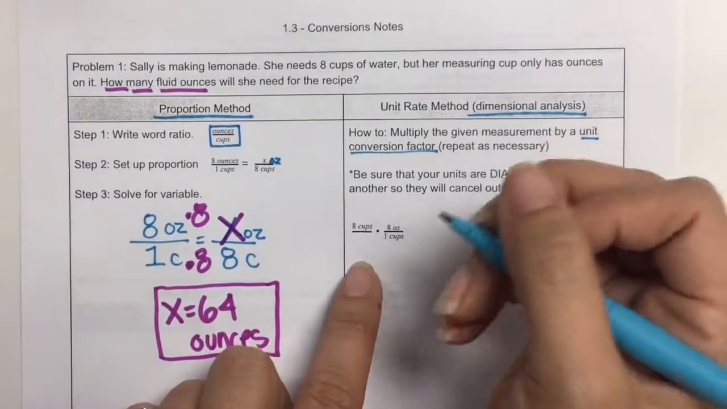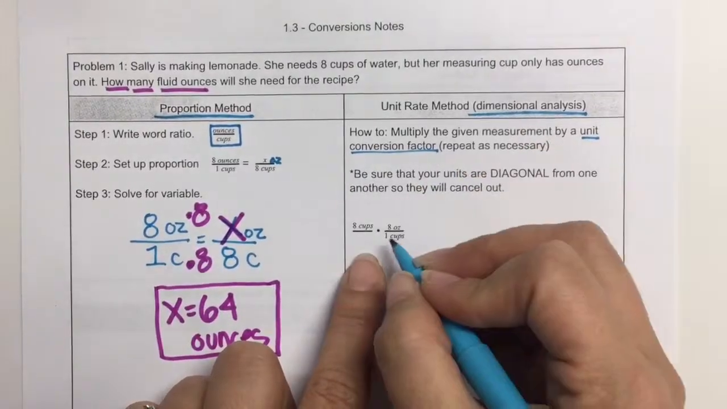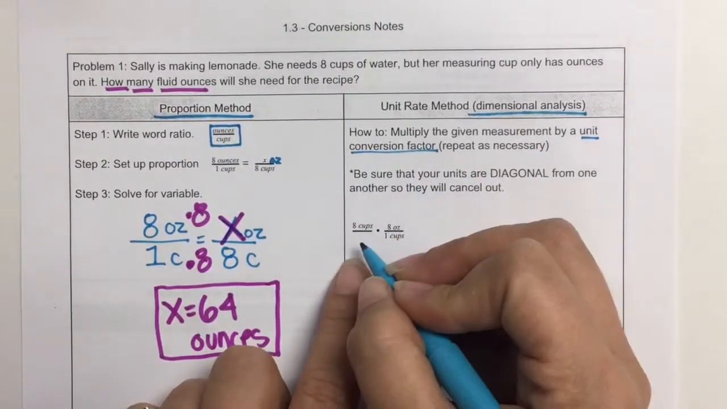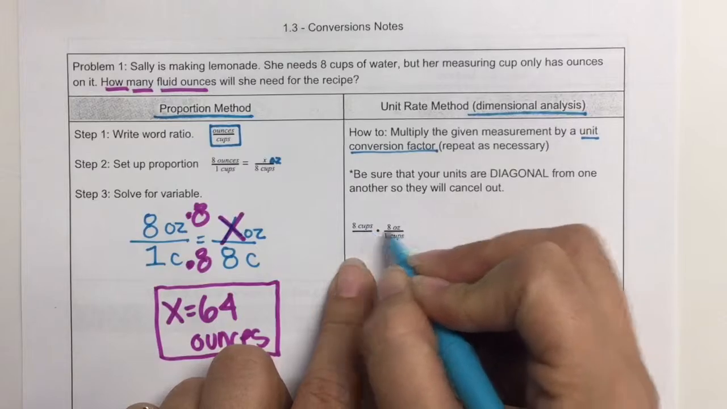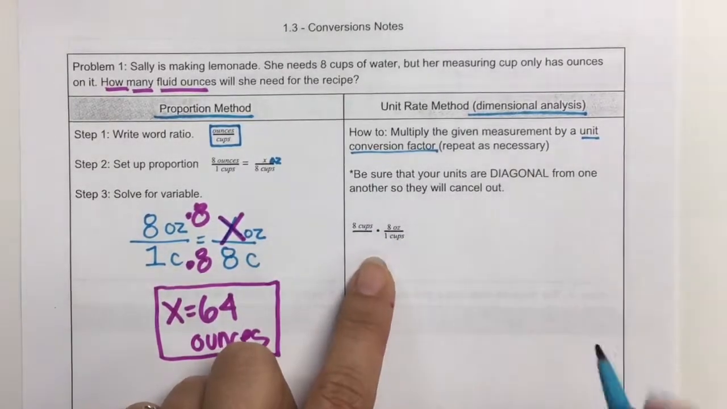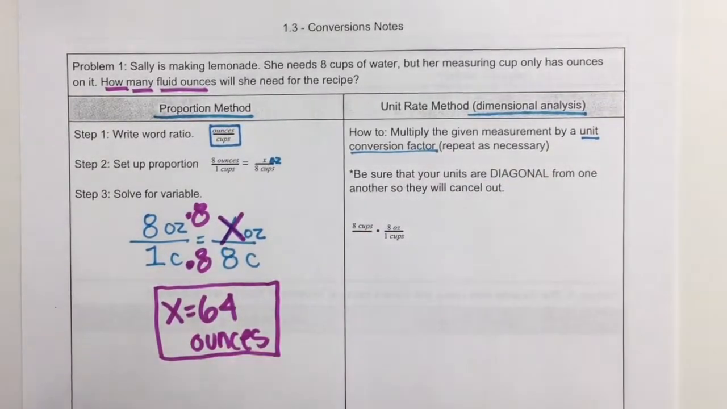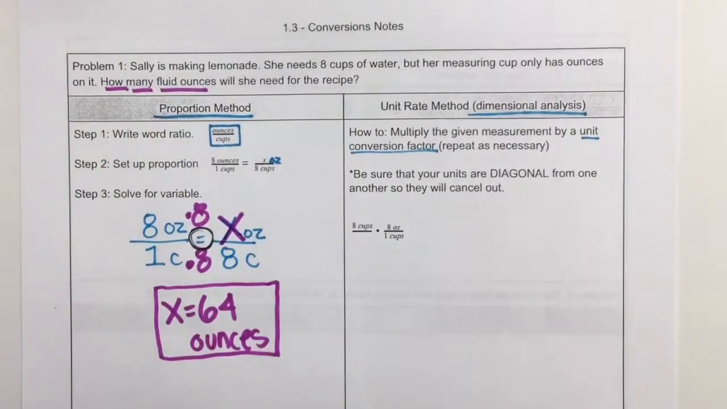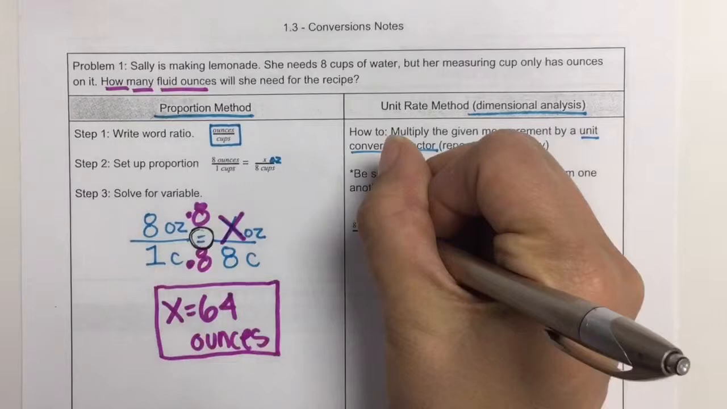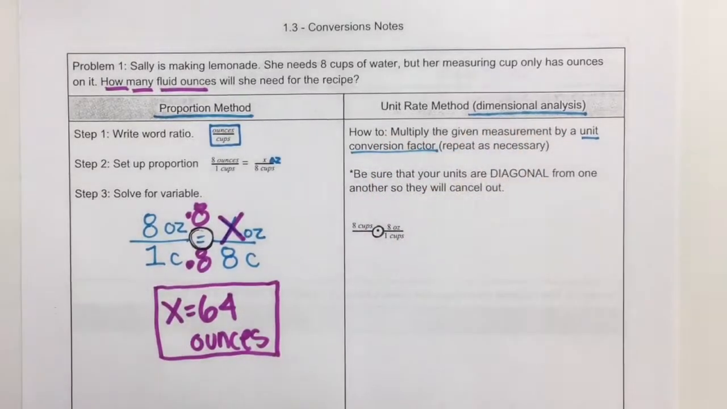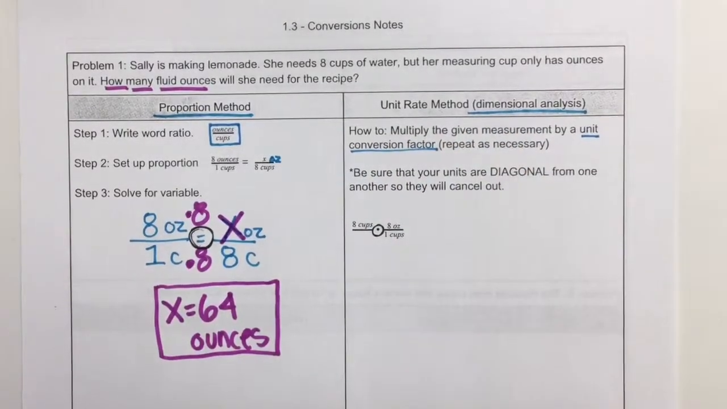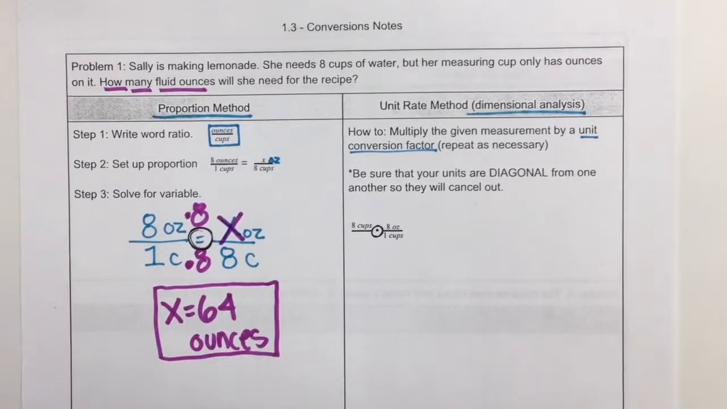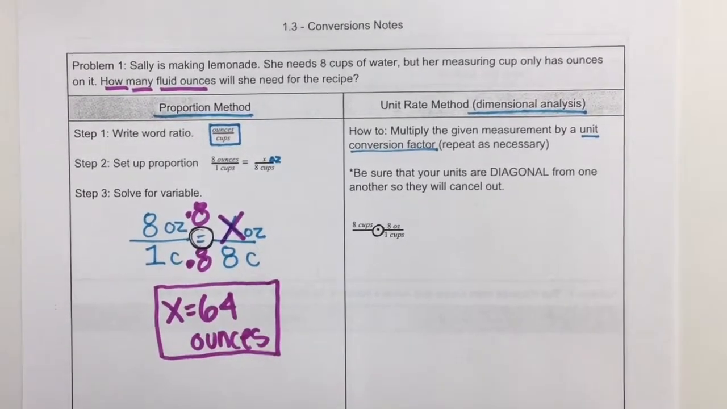So let's take a look. If I want to figure this out, I know that 8, and just notice the difference here also: on the proportion method, I have an equal sign. I want those to be equivalent. On the dimensional analysis side, I don't have an equal sign, I have a multiplication sign. So you're literally just multiplying the ratios as fractions.